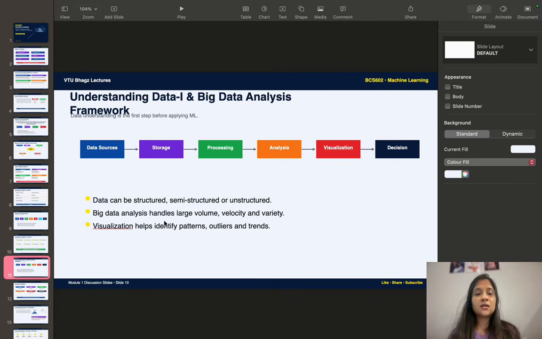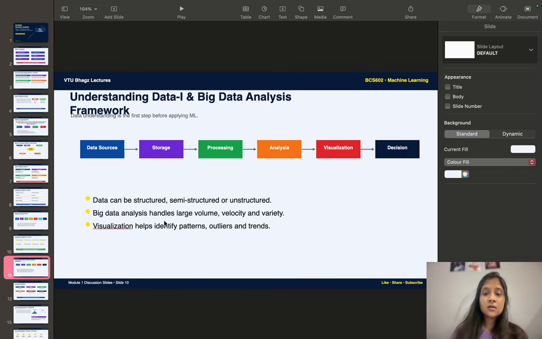Once you understand the data, once the data is clear, once you have meaningful data, then the outcome is going to be better. You're going to get better results, and the model can train properly. So if you have good data, the model can learn better. That is the key understanding. If the data is poor, the model will give you poor results. And also, data can be numerical, categorical, structured, semi-structured, or unstructured.